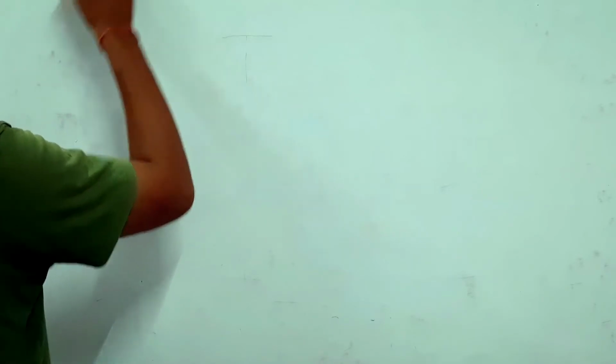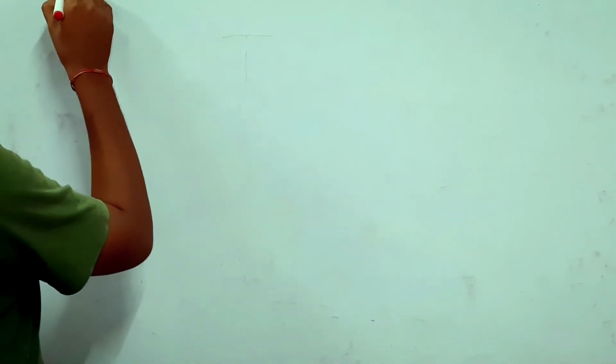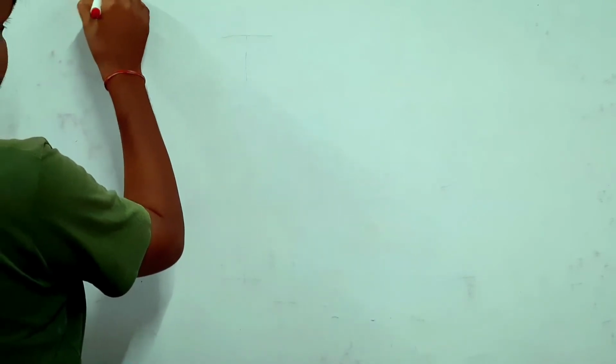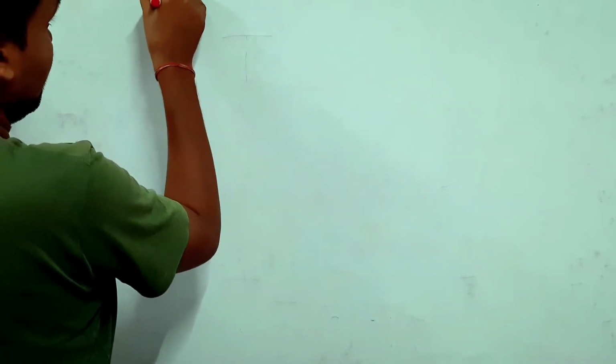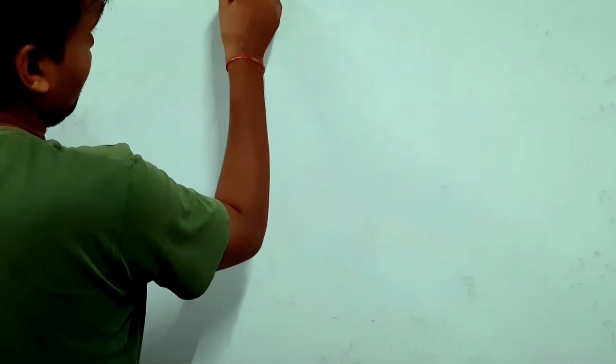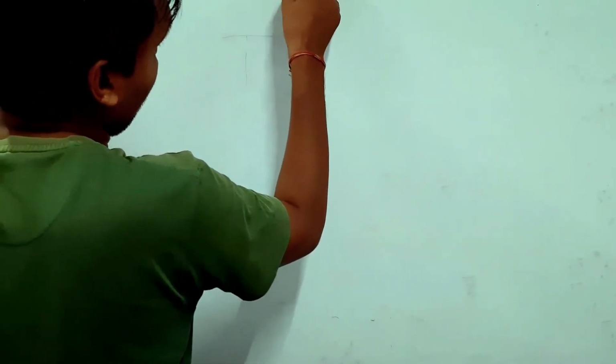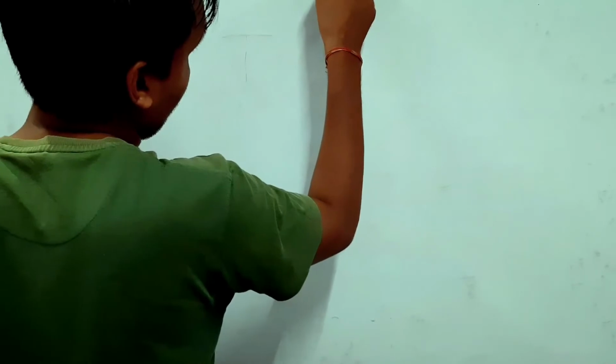Fine. Now we are going to do a question which was asked in 2018 for 3 marks. What does the question say? Calculate the value of Avogadro's number.